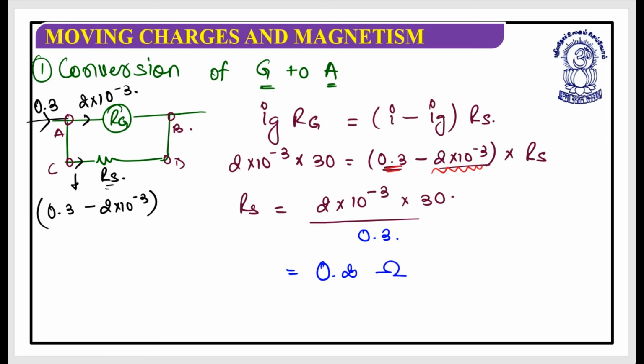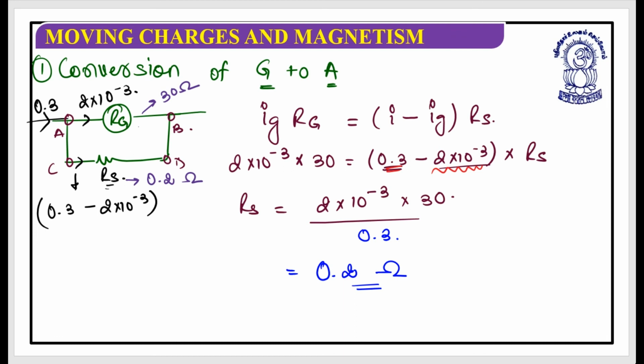So what I need to do is connect a resistance of 0.2 ohm in parallel to the galvanometer. That will convert my galvanometer to the ammeter. Is it clear? One more thing, you can understand that this Rg was the resistance of 30 ohm, and this resistance is only 0.2 ohm.